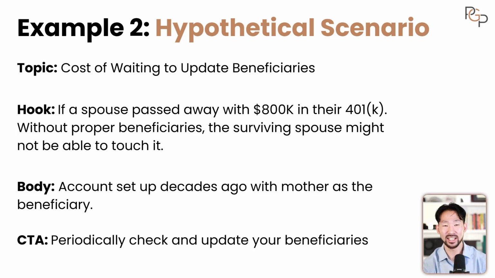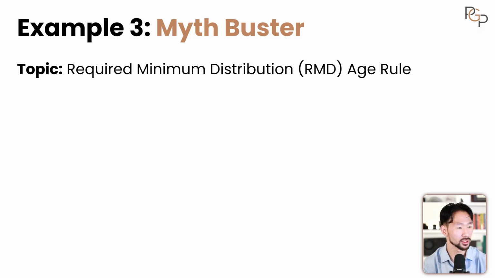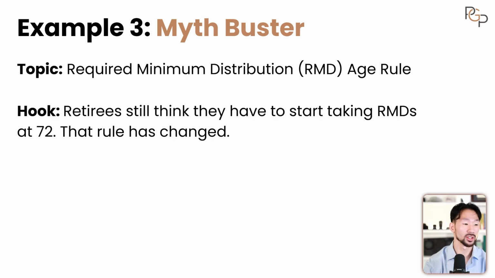And the CTA here could be simply periodically check and update your beneficiary so you don't run into that headache. 10 minutes now could save you months of stress in the future potentially. The final example here we'll go through is a myth buster. So for this, the required minimum distribution age, the age rule, that's changed. And so the hook here is retirees still think they have to start taking RMDs at 72.